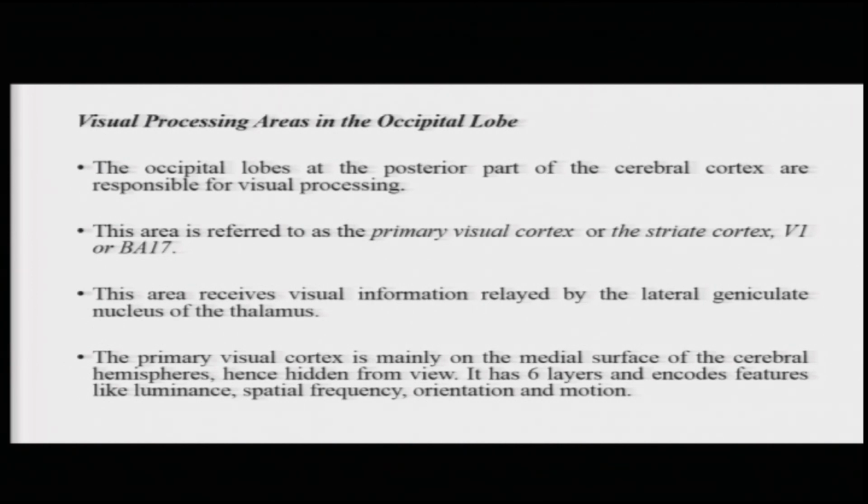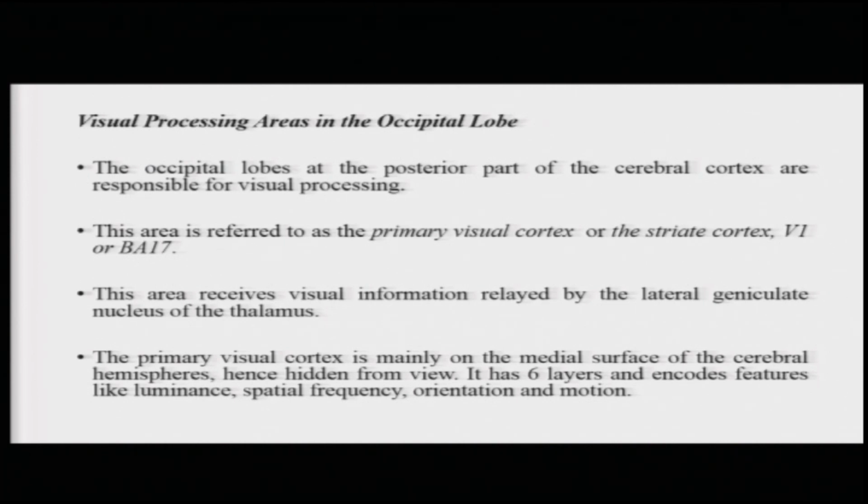Now, what this area does is it receives the visual information relayed through the eyes. How is this happening? The initial processing happens in the retina at the back of the eye. In the retina there are nerves coming out, which is the optic nerve. The optic nerve relays information to the lateral geniculate nucleus of the thalamus, and via the thalamus the information is projected towards this area, which is your primary visual cortex or the striate cortex.